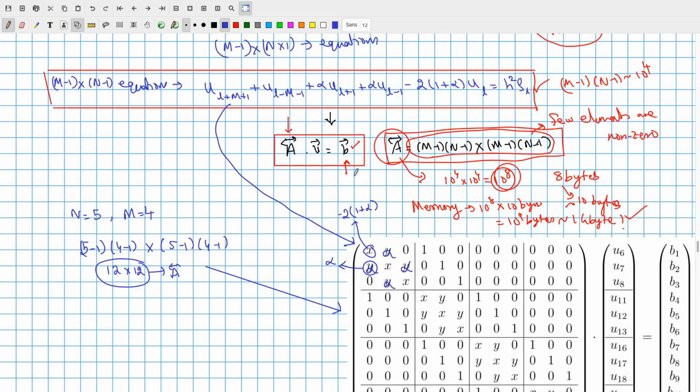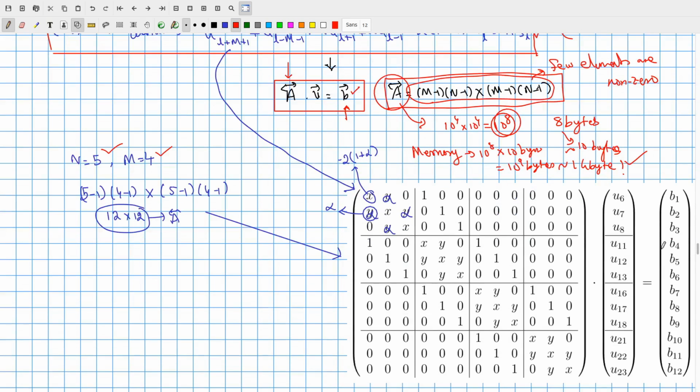So if you try to construct the matrix form of this equation for the case of n equal to 5 and m equal to 4, this is how the matrix equation will look. And here I forgot to write down the boundary conditions. Of course, when you are doing it, you have to do it carefully. I have written it as B. The B involves all these h square rho of ij, as well as the boundary condition. So this is how we write it out.